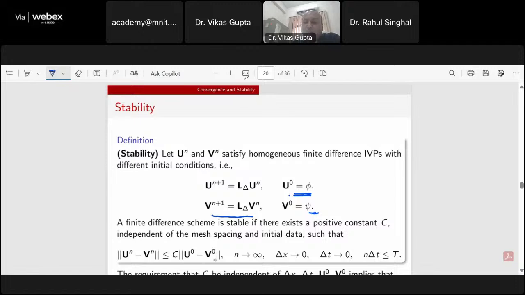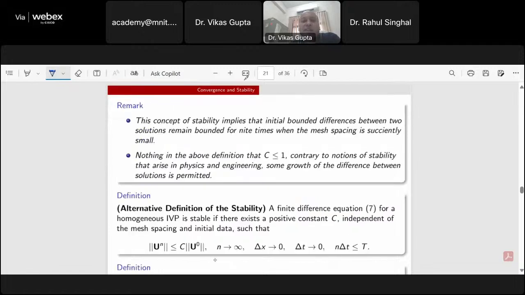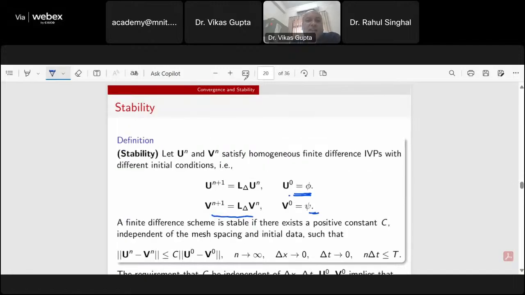Norm of u0 minus v0. The initial difference between two solutions remains bounded for finite times when the mesh spacing is sufficiently small. That is, the initial difference between the two solutions will remain bounded and not grow unboundedly.